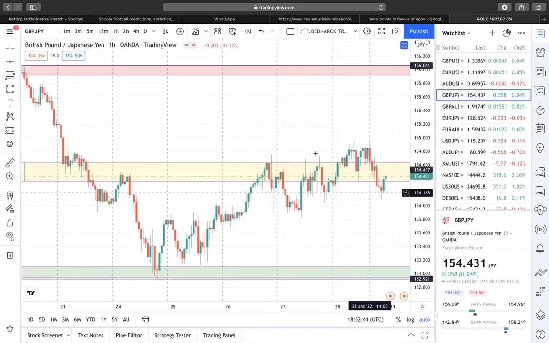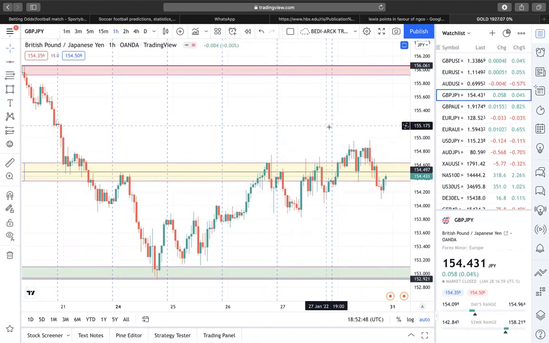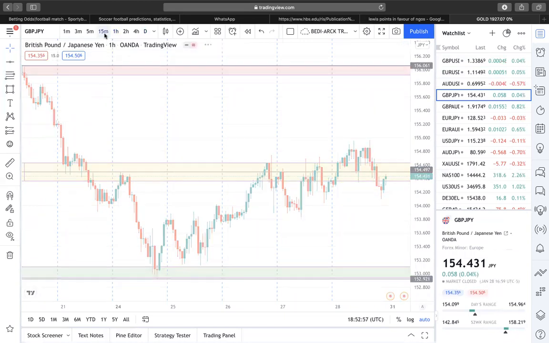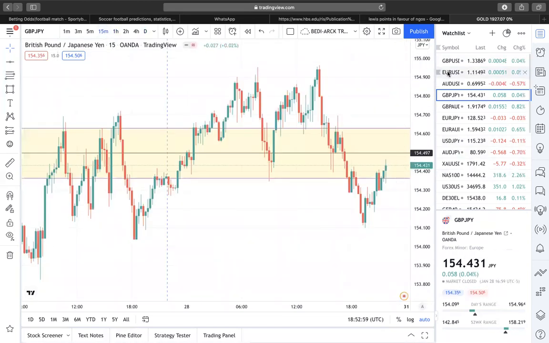Okay, so GBP/JPY, there's the 1 hour time frame. From this blue line to this blue line is a 24-hour period, so you have 24 candles. Is that okay? And then you see the time below. Let's go to the 15 minutes time frame.